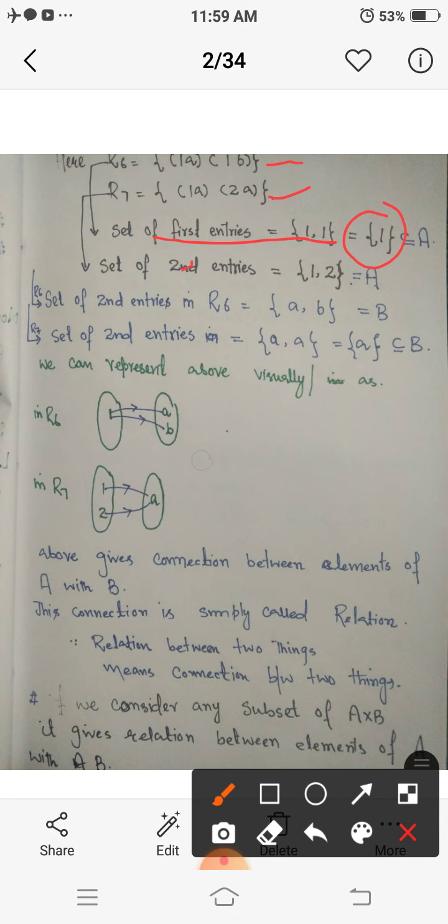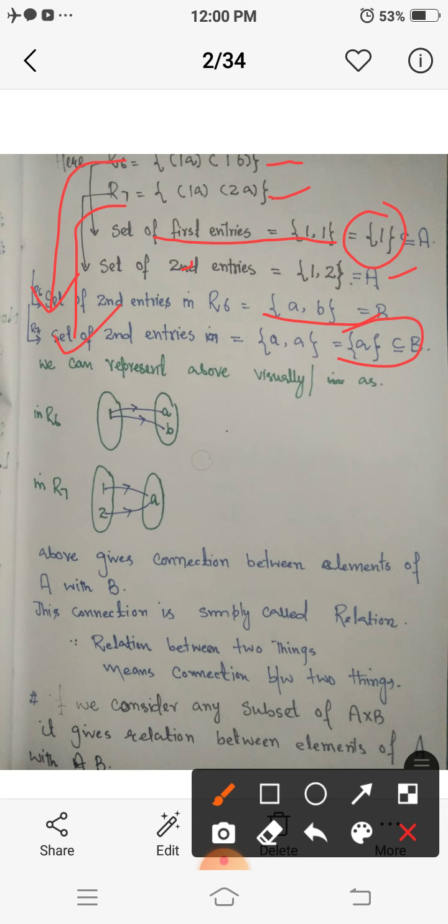Similarly in R7, the set of first entries equals {1, 2}, because this R7 contains two ordered pairs (1,a) and (2,a). This means that the set of first entries is {1, 2}, which is simply A. So in R6 the set of first entries is a subset of A, and in R7 the set of first entries is simply the set A. Similarly in R6 the set of second entries, because second entries in the ordered pairs are a and b, is simply set B. Similarly in R7 the set of second entries is {a, a}, which means the singleton set {a}, a subset of the second set, that is set B, because second entries are from the second set of A cross B, that is from set B.